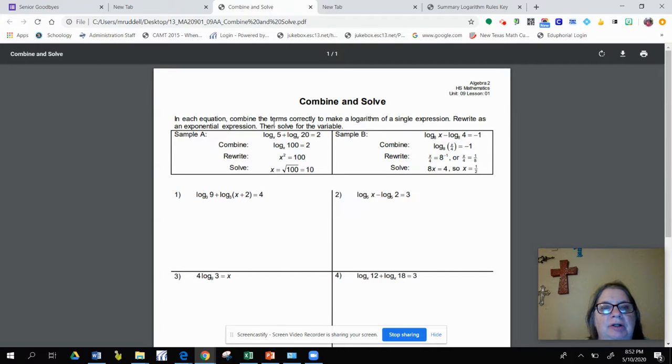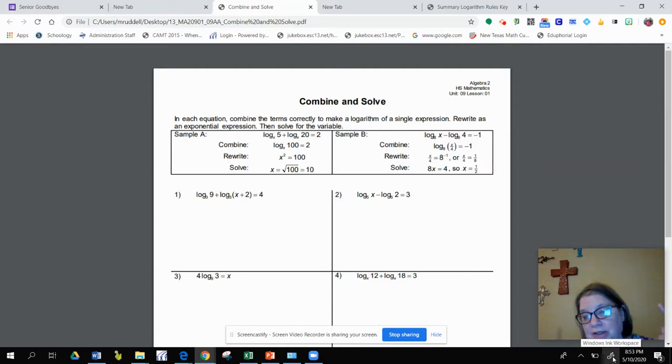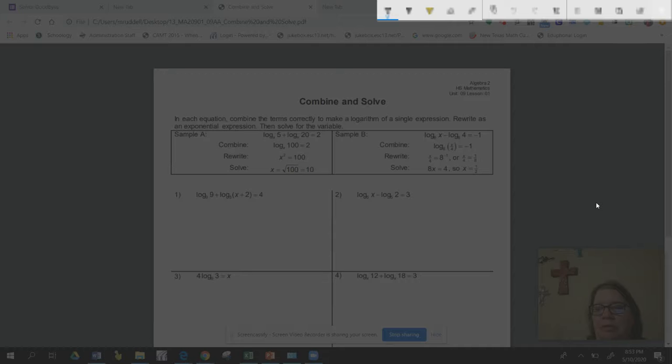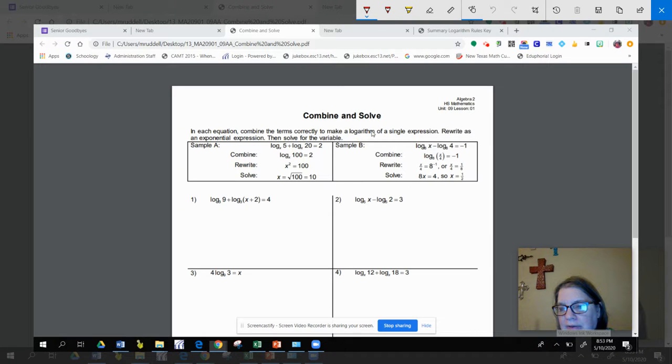Okay, so it says in each equation, combine the terms correctly to make a logarithm of a single expression. That means we want one log instead of two. Rewrite as an exponential, then solve. So they've given you the steps. I'm going to use this drawing tool, which means the webcam part's going to freeze, but we can deal with it.